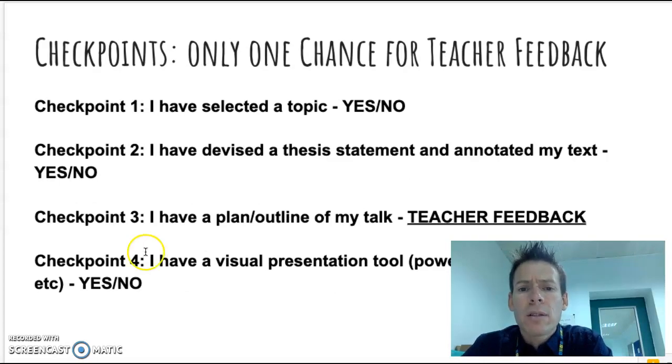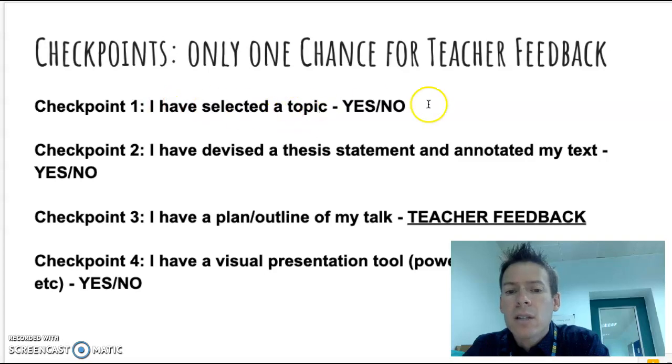What are your checkpoints? By the end of this week, you will have followed checkpoint 1. Have you selected a topic? Yes or no? Your teacher will note that down so you don't change it. Checkpoint 2 will happen over the break. At the start of the first week back, you will have devised a thesis statement and annotated your text. Checkpoint 3 is the one where your teacher will give feedback. Do you have a plan or an outline of your talk? That is where you get teacher feedback.